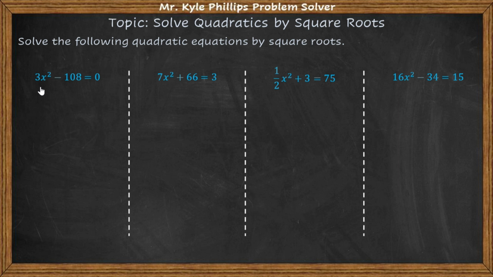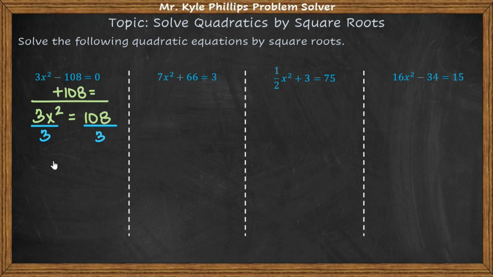So we're going to treat this just like any other equation. So we're going to try to isolate this x squared. So we'll start by adding 108 to both sides. And then here, what we're going to get is 3x squared equals 108. And next we will divide by 3. And we're going to get x squared equals 36.